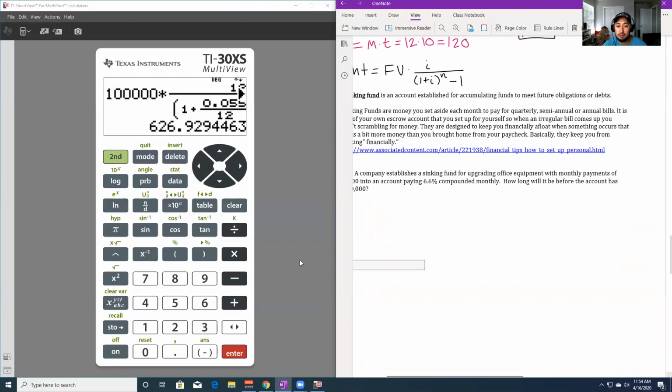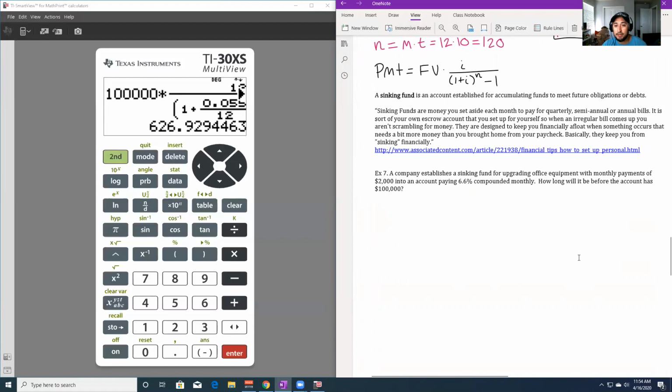A sinking fund is basically your rainy day fund, right? This is the account you put money aside for in case your tires go flat, you need to buy a new car, you need to buy a new computer, you need to buy something, right? So that's what a sinking fund is. It's an account established for accumulating funds to meet future obligations or debts. Kind of like a savings account, but a savings account with more interest.